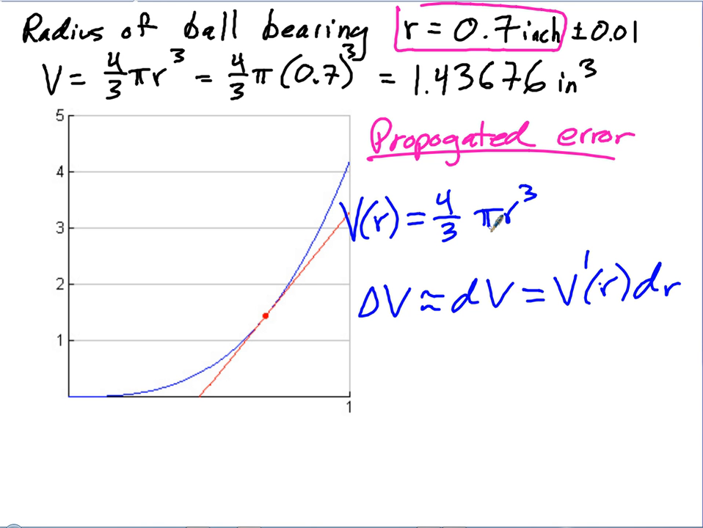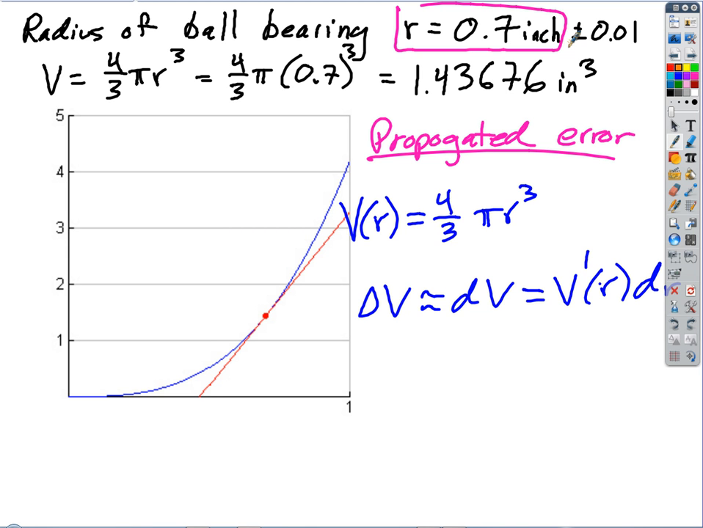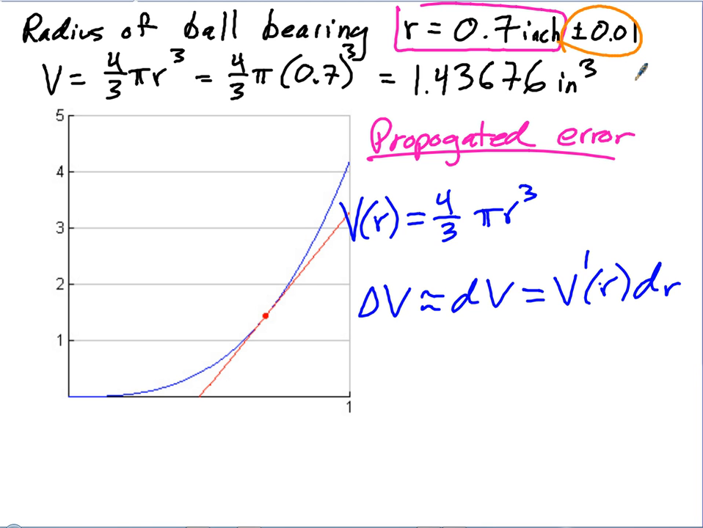0.01. Does that make sense? Because here's the measurement of r, and this part right here must be the dr part. That's the little bit of potential change in the independent variable r that we're going to input there. So we need to know V prime of r, but that's no big deal, right? We have the volume function right there. So what is V prime of r?